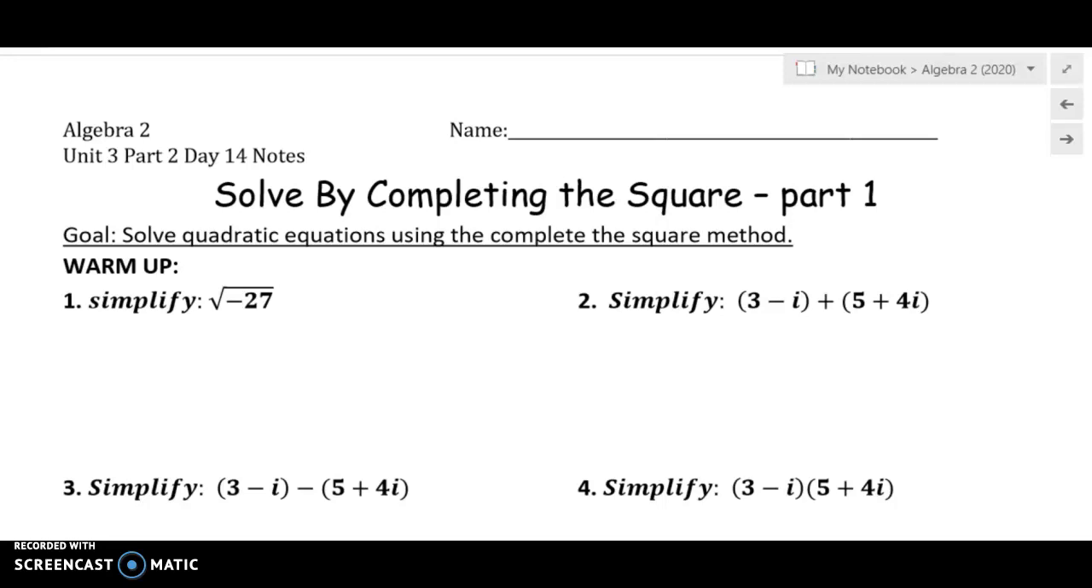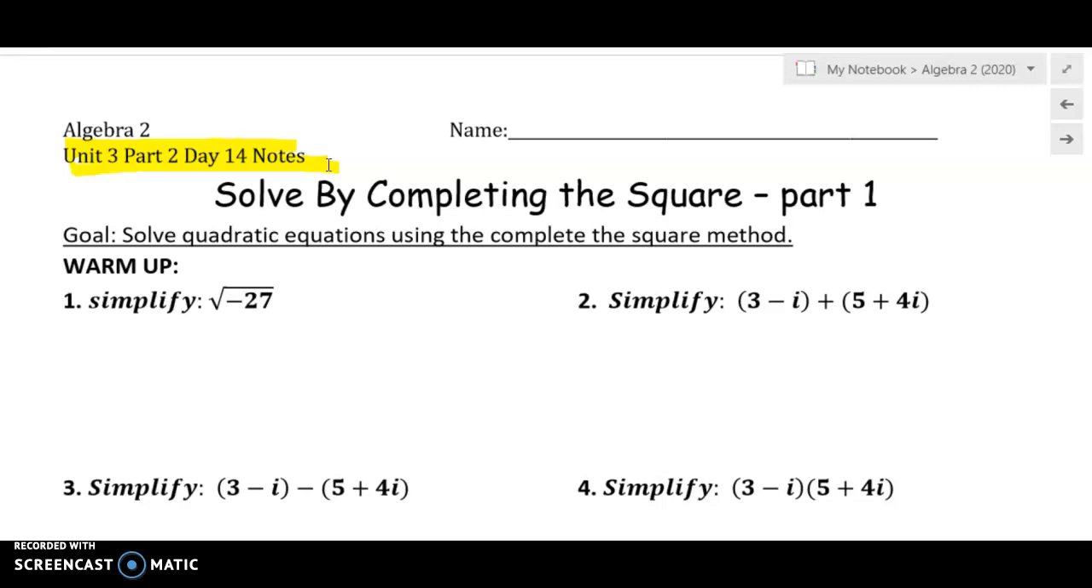All right, guys, we are on day 14 notes. The title for today's notes is Solve by Completing the Square, which is a brand new topic. We haven't done completing the square yet. This is part 1, and then tomorrow we will do part 2. Part 2 is obviously going to be a little bit harder, so this is basically that introduction.